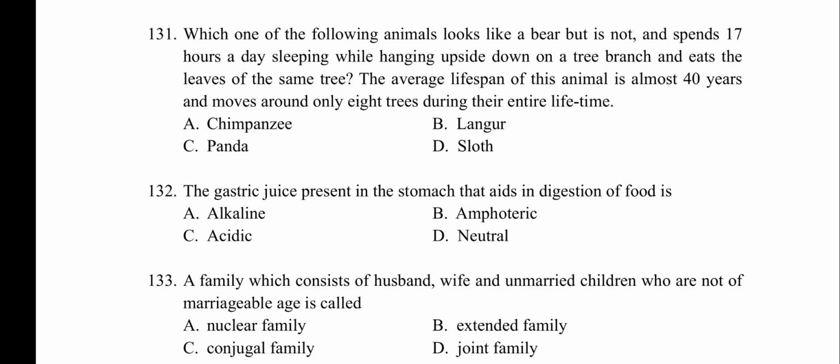Now the gastric juice present in the stomach that aids in digestion of food is alkaline, acidic, amphoteric, neutral. See, it says what? Gastric juice. We know that in our stomach we find hydrochloric acid. HCl is found in our stomach, right? And this acid helps in the process of digestion of our foods. So when we talk about acid or gastric juice, it will always be acidic in nature, right? So here the best option is option number C, that is acidic.